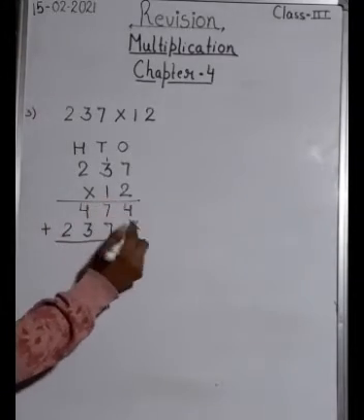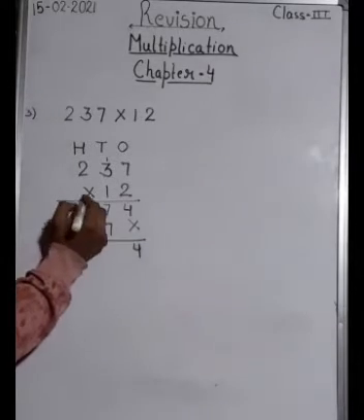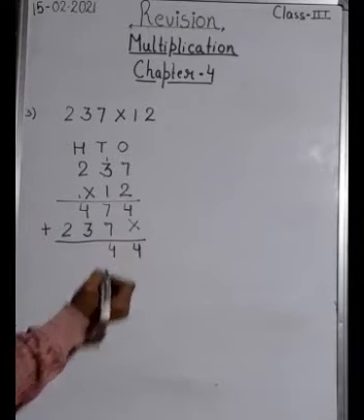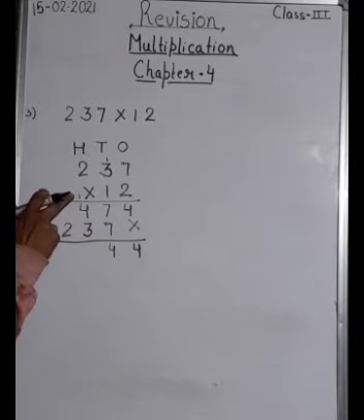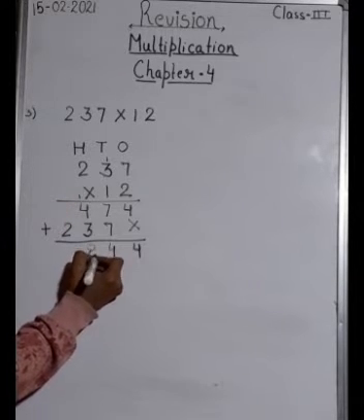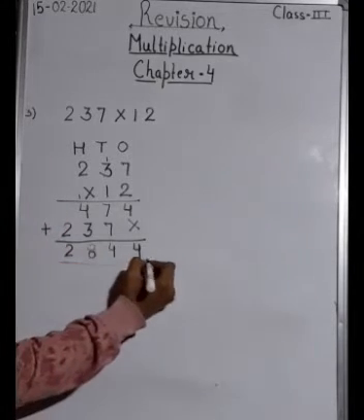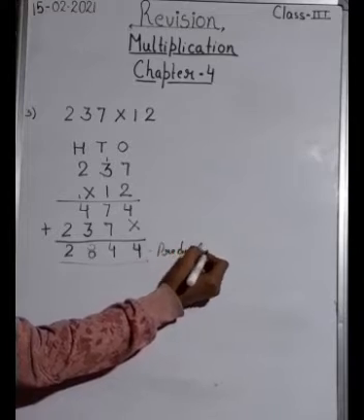Below 4 I am having a cross, so 4 will be written as it is. Now 7 plus 7 will be 14. Carry 1, 4 will be written here. 4 plus 3 will be 7 plus 1, 8, and this 2 will be written as it is, as there is no number over here. Okay, and this will be your answer or your product.